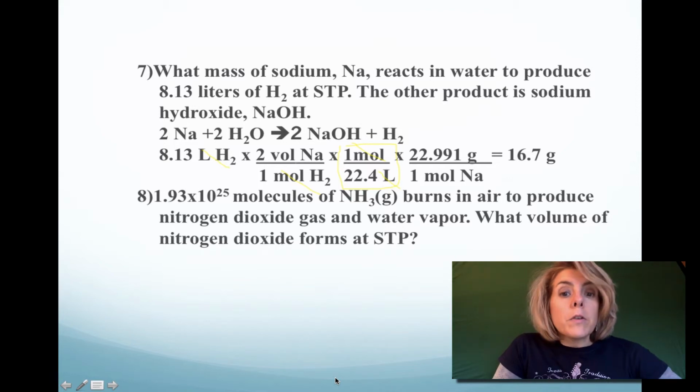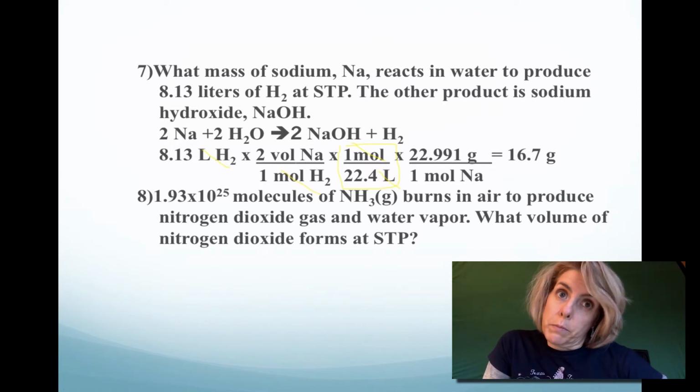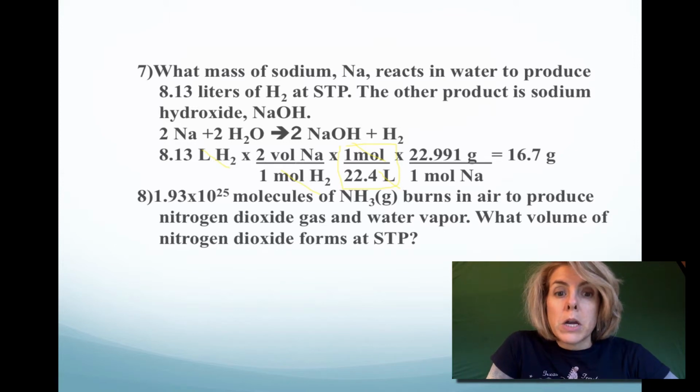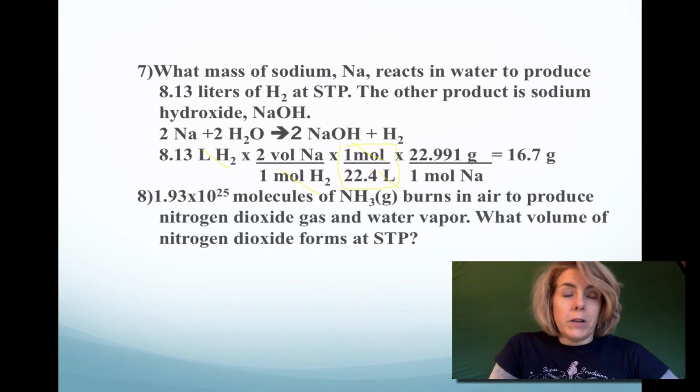Now, you could do another equation where you have molecules, or remember, particles. We're talking about the size of Avogadro's number. They want to know the volume of nitrogen dioxide that forms at STP. Remember, nitrogen dioxide was that nasty toxic gas that we produced in one of our labs.